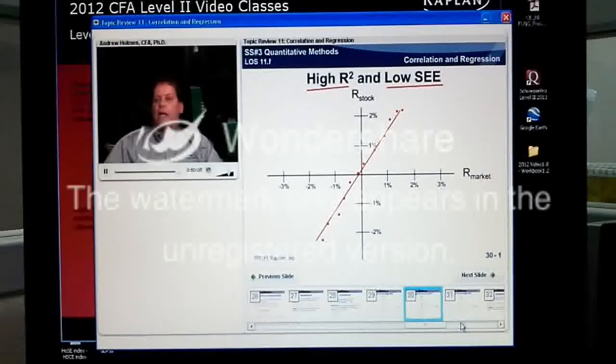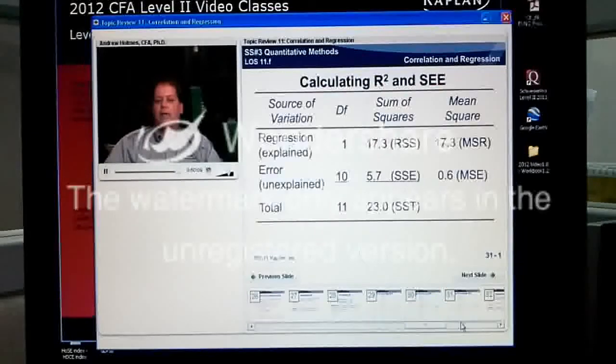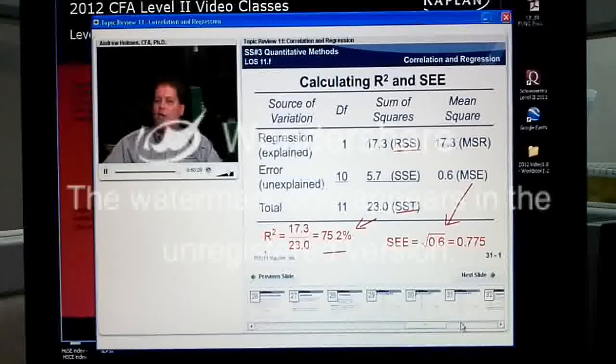Okay, so looking at how we would calculate this, it's kind of a review here. R square is going to be the regression sum of squares divided by SST, so we see that over here. So 17.3 over 23 tells us we're explaining 75.2% of the total variability, and the SEE is just the square root of the MSE, so we get 0.775. This number is a lot harder to interpret independently. It's not bounded by 0 and 1 or anything. All you can really remember there is that low is better.